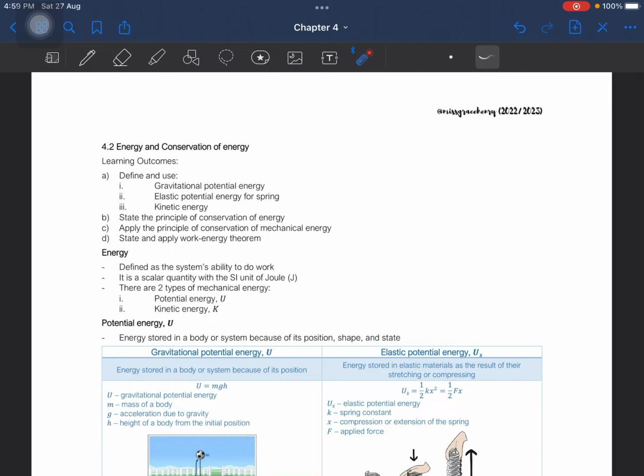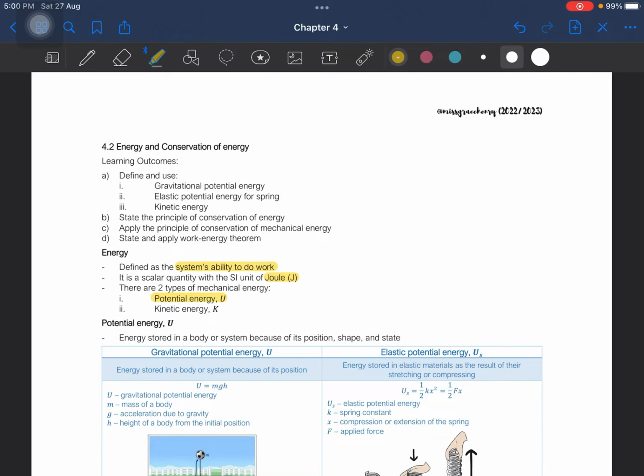Okay. So firstly, what is energy? Energy is defined as the system's ability to do work. Okay. So maksudnya kalau kita ada ability untuk buat lagi banyak lah, maksudnya lagi besarlah energy yang kita ada. Gitulah. Okay. Energy ni pula, it is a scalar quantity. It has the unit of joule, which is J. There are two types, which is potential and kinetic energy.